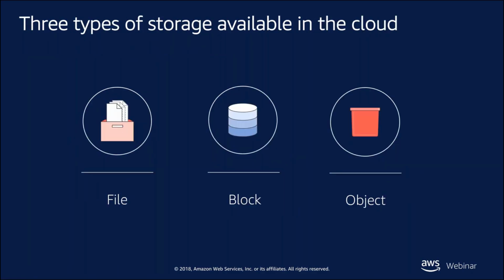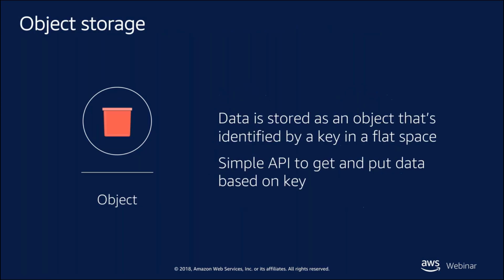So let's talk about all three of these, file, block, and object storage, and let's define them and see where they fit in terms of our NAS migration over to the cloud and how you want to ditch your NAS. So first is object. Object is really where data is stored in a container. This container is called an object, and it's identified by a unique key. And it's stored within a flat hierarchy. So there is no hierarchical structure. It's basically a flat space.